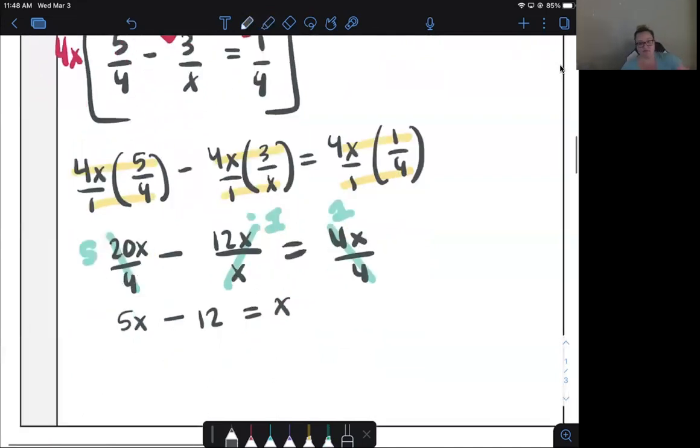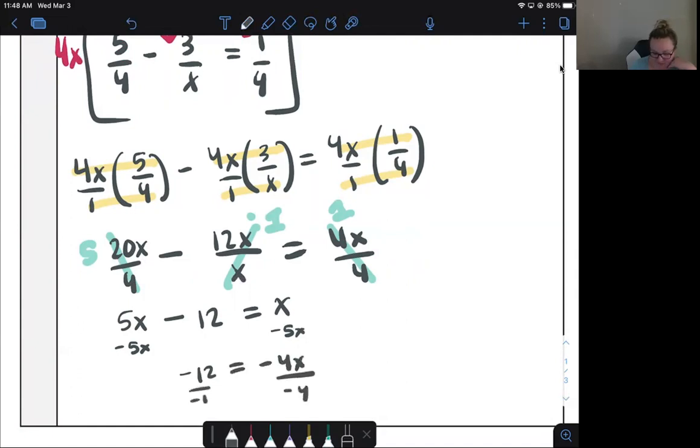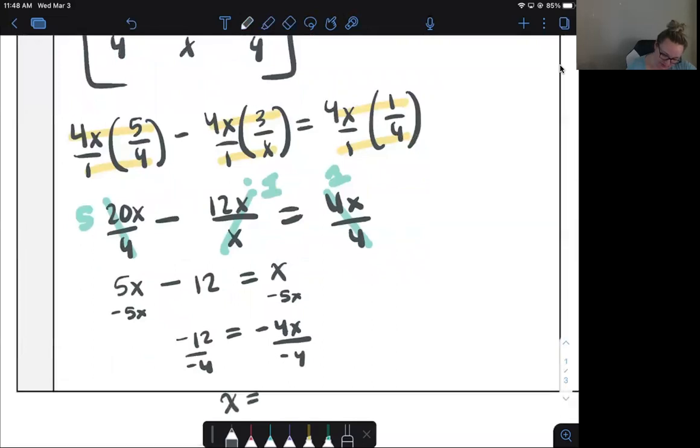And now we can solve. So I'm going to move the 5x to the other side. I get negative 12 is equal to negative 4x. I'm going to divide both sides by negative 4. And I get x is equal to positive 3.